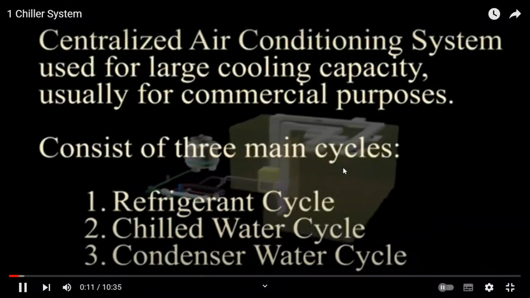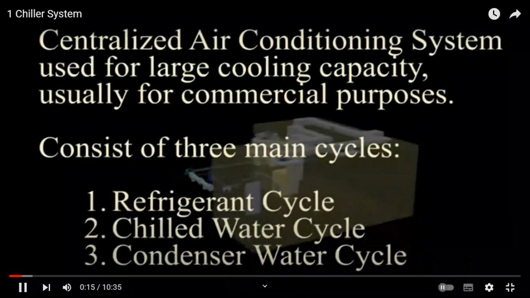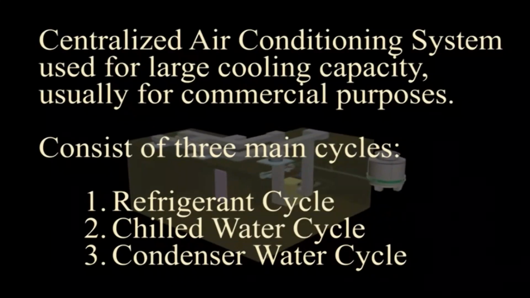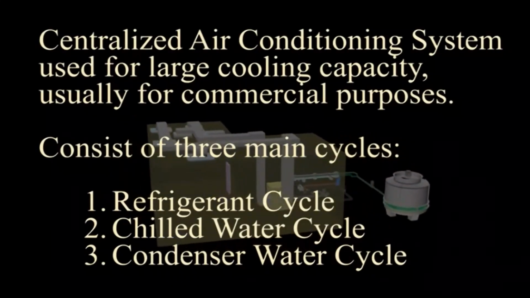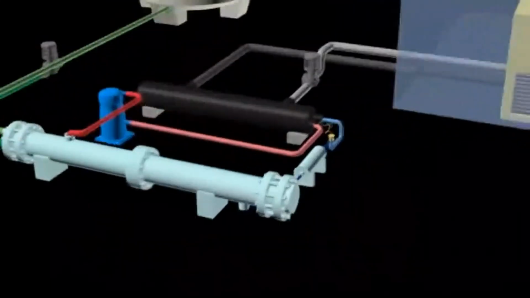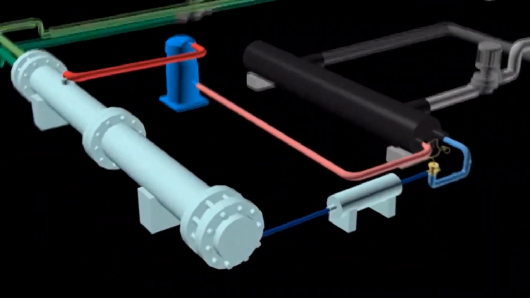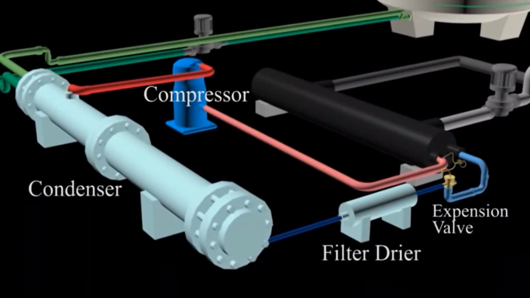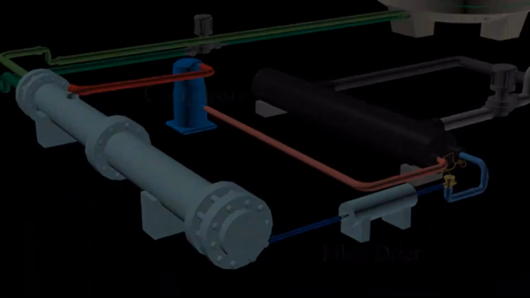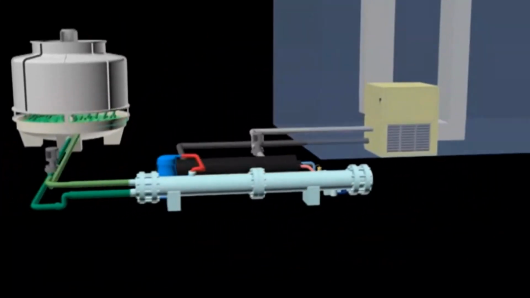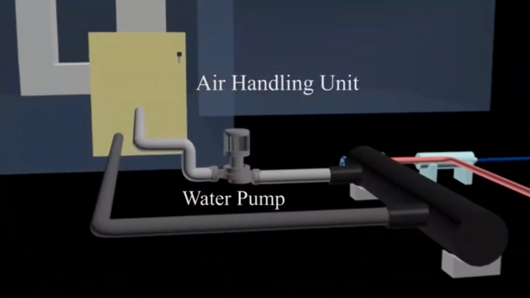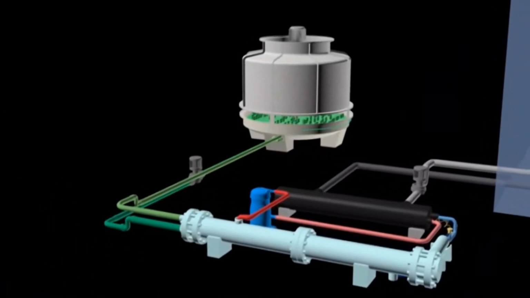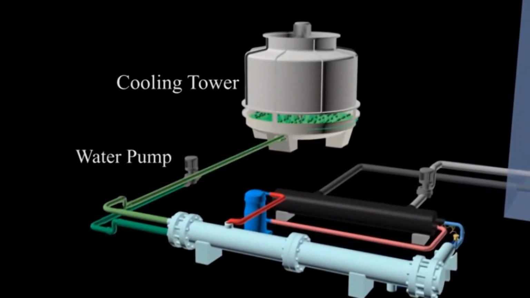Chillers have large cooling capacity, usually for commercial purposes. A chiller system consists of three main cycles: the refrigerant cycle, the chilled water cycle, and the condenser water cycle. The components involved in the refrigerant cycle are the compressor, condenser, filter dryer, expansion valve and evaporator. For the chilled water cycle, the components involved are the air handling unit and water pump. In the condenser water cycle, the components needed are the cooling tower and water pump.